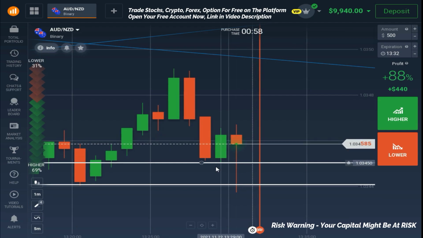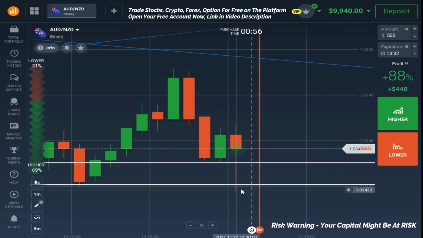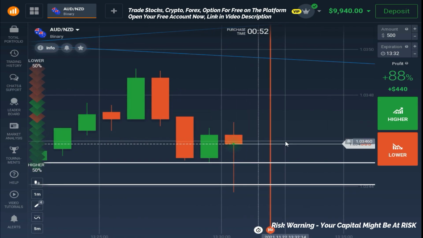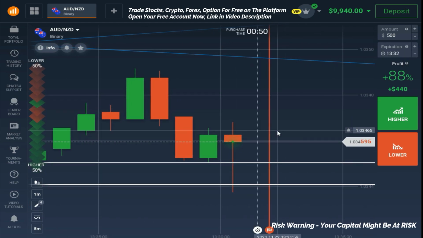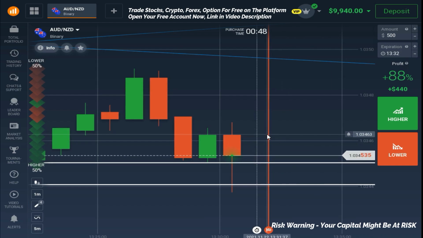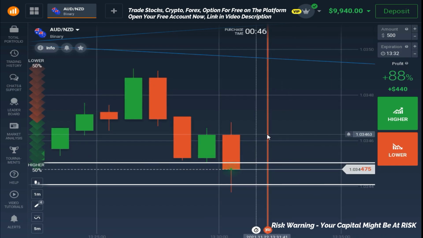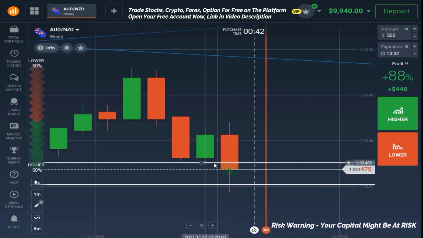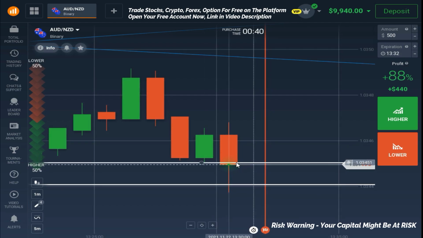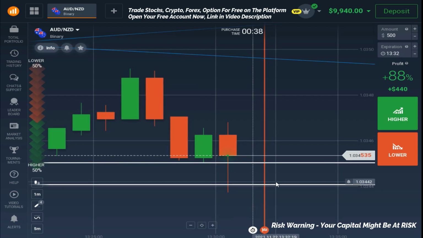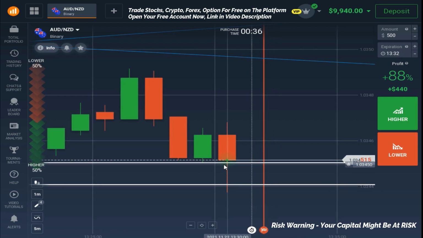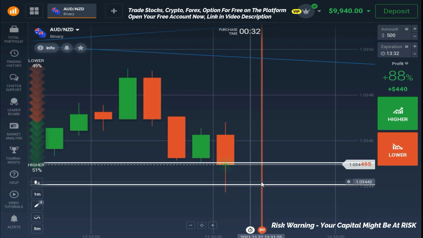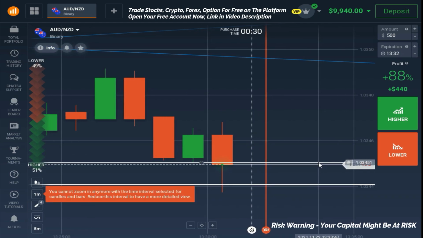But you can see the market rejected strongly. The buyers entered. So this is quite a good setup right now. It looks like a good setup. If this candle closes above the support zone, the market will go in the upward direction and we are going to take a trade, because these are some good rejections from the buyers.